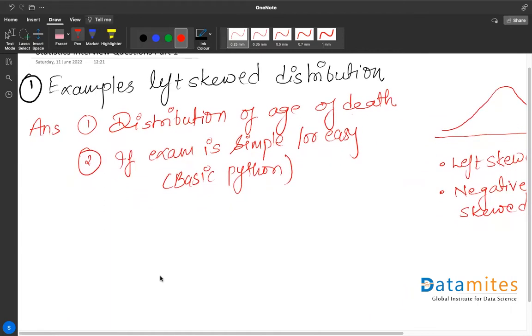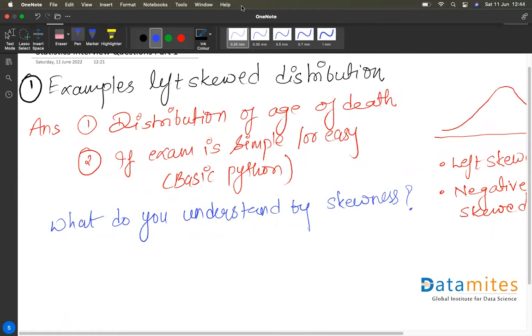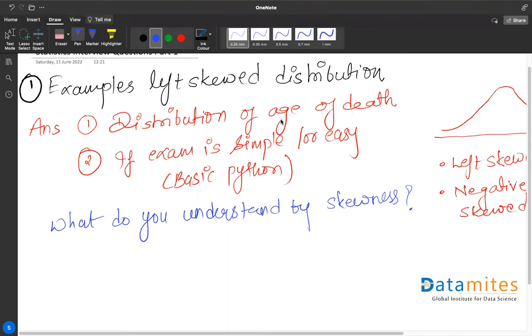Somebody asked, in the same question, what do you understand by skewness? Now the next question is this. What is your understanding in a very simple way? Let's assume your interviewer doesn't know what skewness is. How will you explain it to him? I don't want a technical answer, I want basically a very layman example.